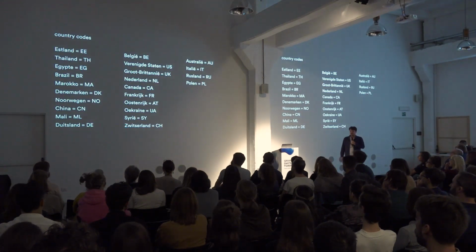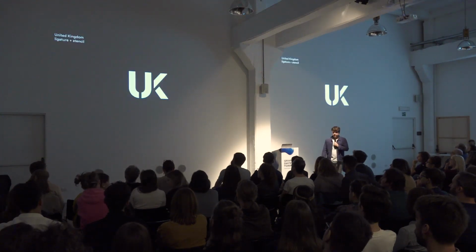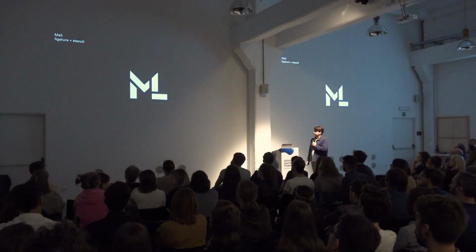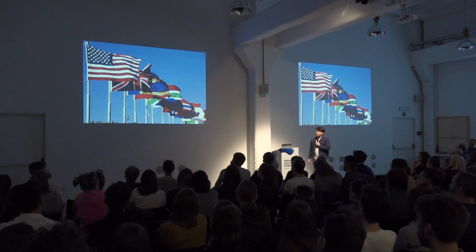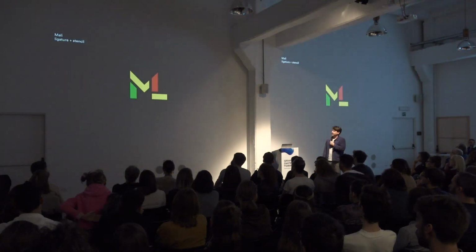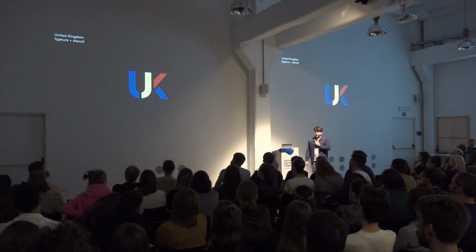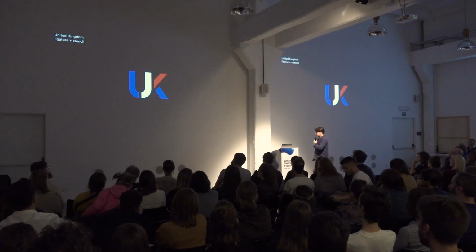So we searched for all the country codes, and then a ligature of UK would look like this, a ligature of Mali would look like this, and for the color system we used the flags of the countries, and we color picked it. So Mali would look like this, and UK would look like this. And with this concept, we presented this animation to the client.